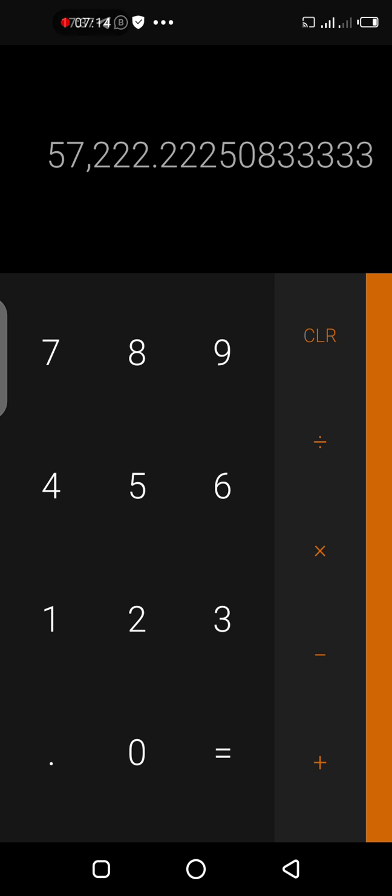I hope this helps you to understand the calculation of the loan that you will take or that you have taken.